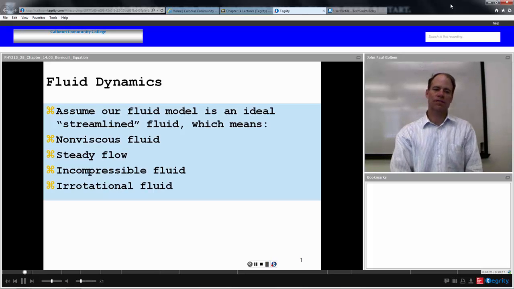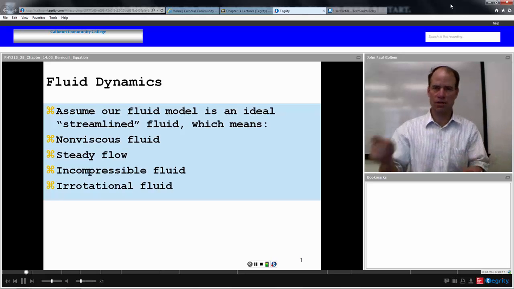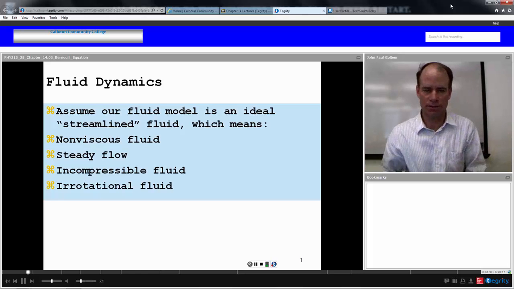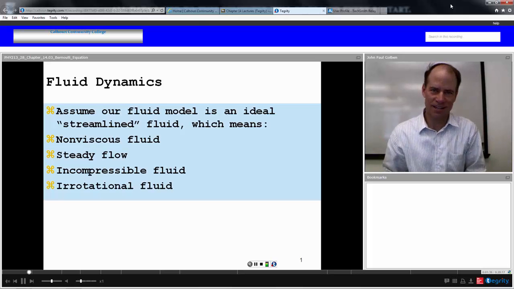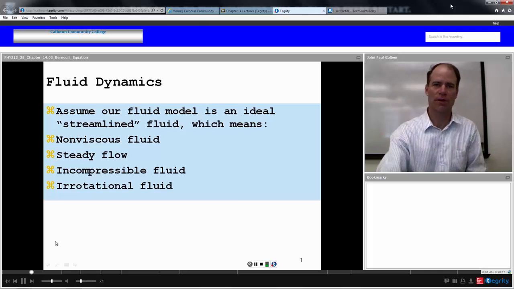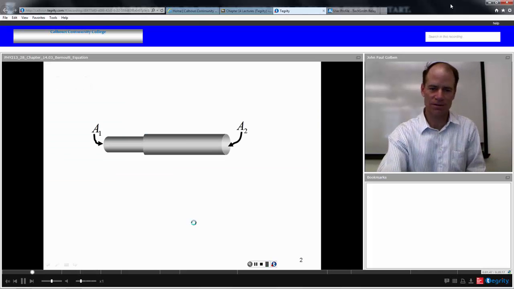And our fluid is irrotational. So as it's moving, we don't have any kind of swirls or eddy currents that would slow the motion down. Everything is a nice, steady flow of fluid. Such a perfect streamlined fluid does not exist in the macroscopic world. However, many kinds of flows in the macroscopic world approach this perfect streamlined model.